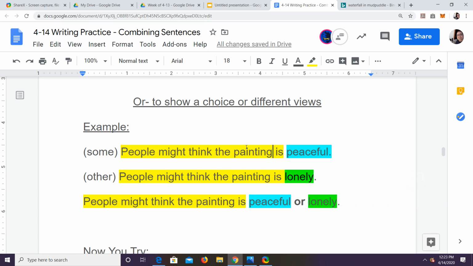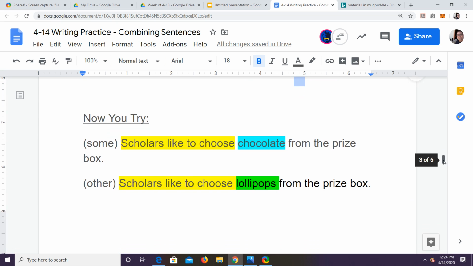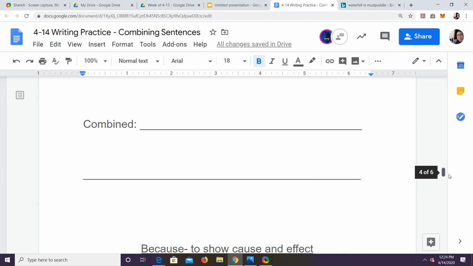So I'm going to take the yellow. People might think the painting is, and what's the one adjective to describe it? Peaceful. Or the other way people could think is lonely. So here I have or being a conjunction between one option that people could think and another option. The next example relates to my prize box, and see if you can figure it out.